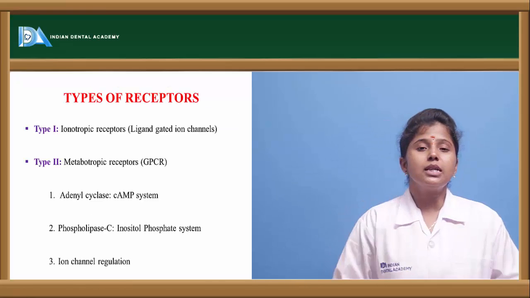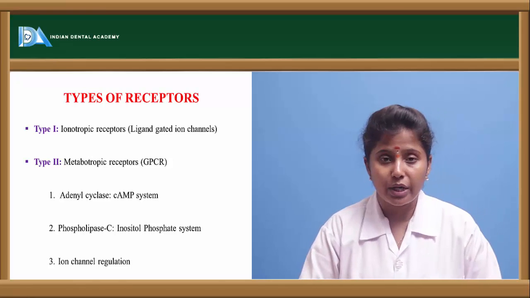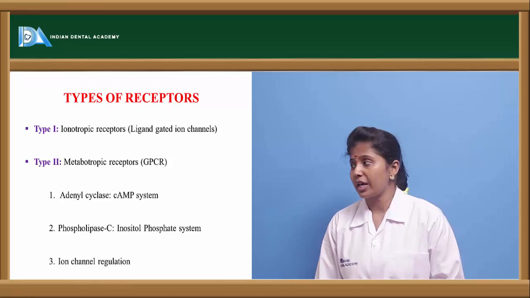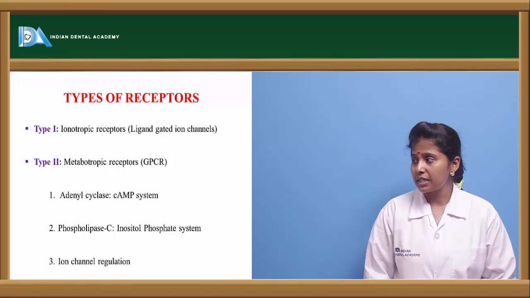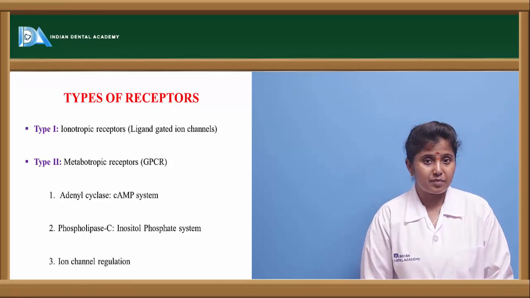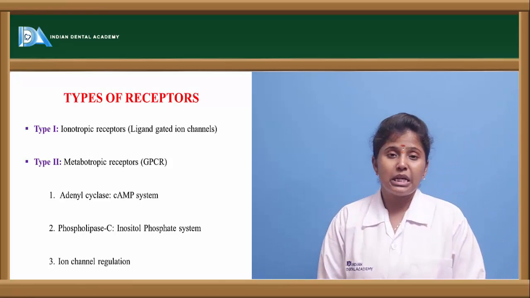Now let us see what types of receptors are present in the body. There are 4 types of receptors. Type 1 is ionotropic receptors, or ligand-gated ion channel receptors. Type 2 is metabotropic receptors or GPCR receptors, that is, the G protein coupled receptors.